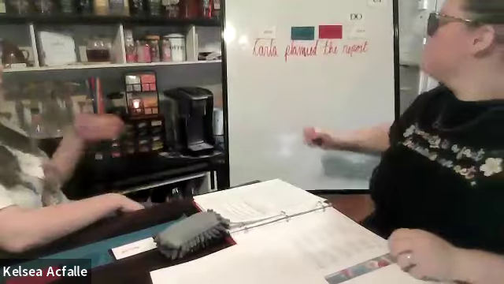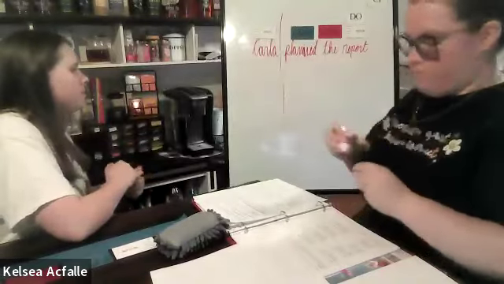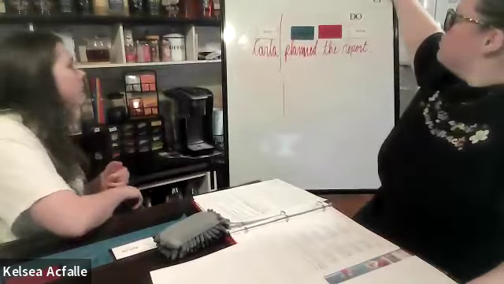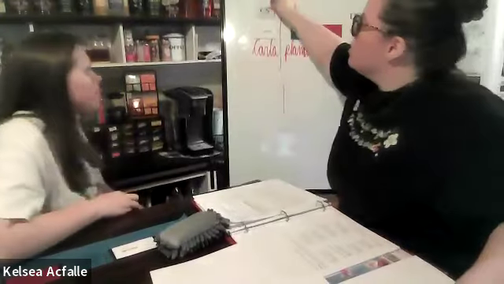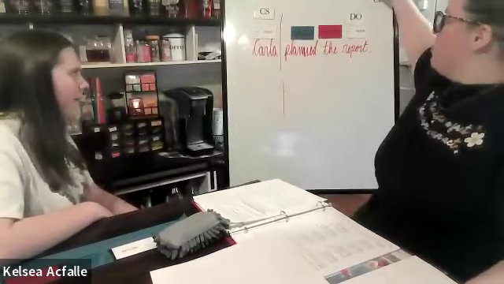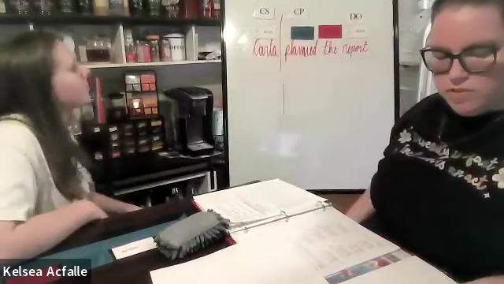Right before the action verb. Good job. Okay. Everything before the action verb is the complete subject. And the action verb and everything after it is the complete predicate. Good job. Now let's label down to our top line.